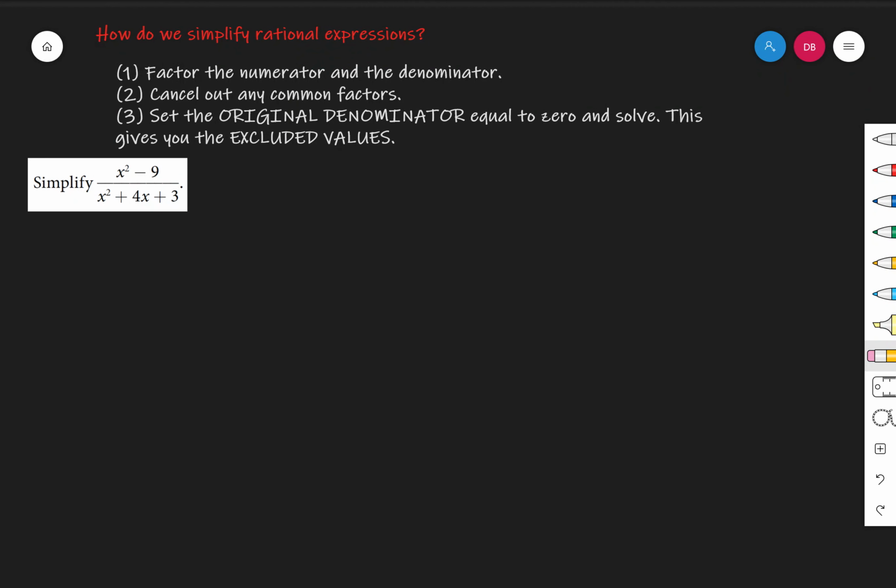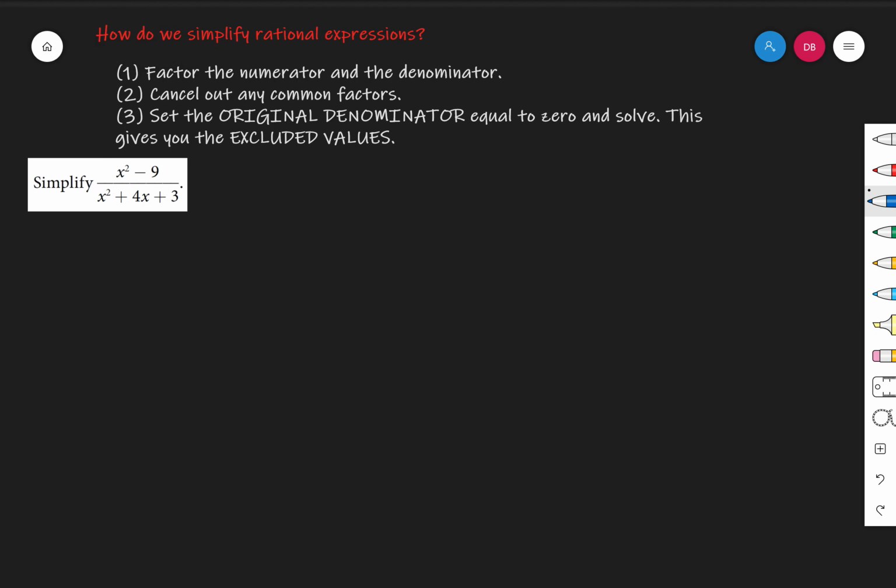So I'm gonna do another example of how to simplify rational expressions. Same stuff we started on Friday. So we're gonna first factor the numerator and the denominator, cancel out any common factors, and set the original denominator equal to 0, and solve in order to find our excluded values. So first we want to factor the numerator and the denominator.